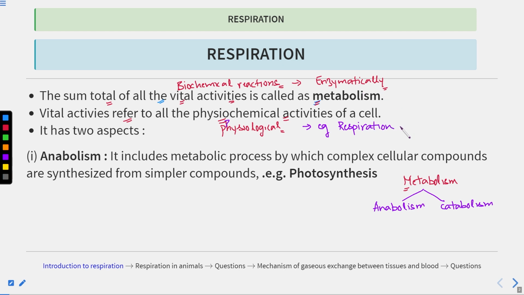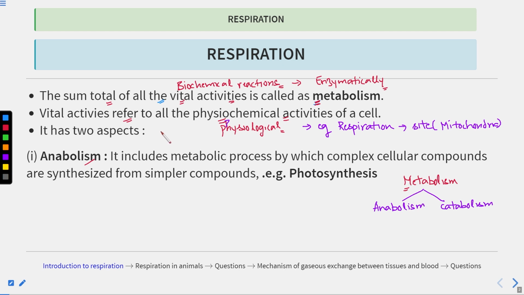And what is the site of respiration? It is the mitochondria. Respiration takes place in the mitochondria, which is present within the cell. If we talk about the plant cell, we can say photosynthesis. Photosynthesis takes place in the organelle known as the chloroplast, which is again present within the cell. Clear? Now, metabolism has two aspects: first is anabolism and second is catabolism.